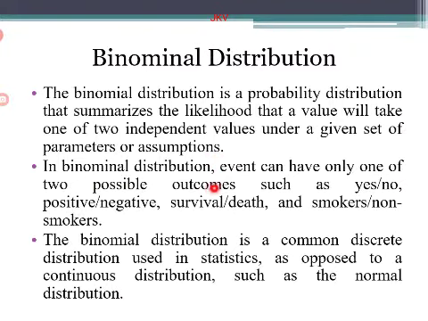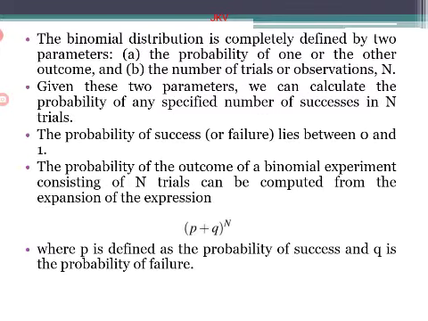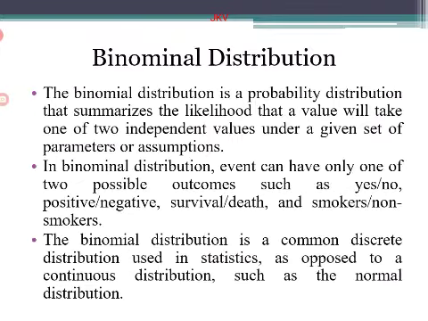Now, in binomial distribution, an event can have only one of two possible outcomes, such as yes or no, positive, negative, survival or death, smokers, non-smokers. The binomial distribution is a common discrete distribution used in statistics, as opposed to a continuous distribution such as normal distribution. That is, what I said here is that binomial distribution is a discrete distribution, while normal distribution was a continuous distribution. I hope you remember what discrete and continuous are.